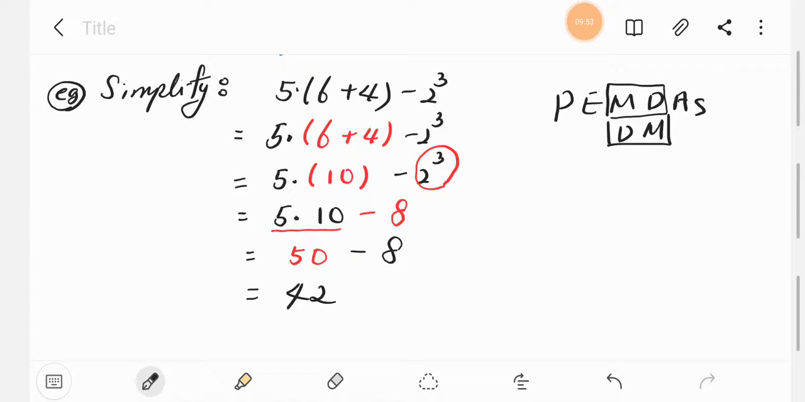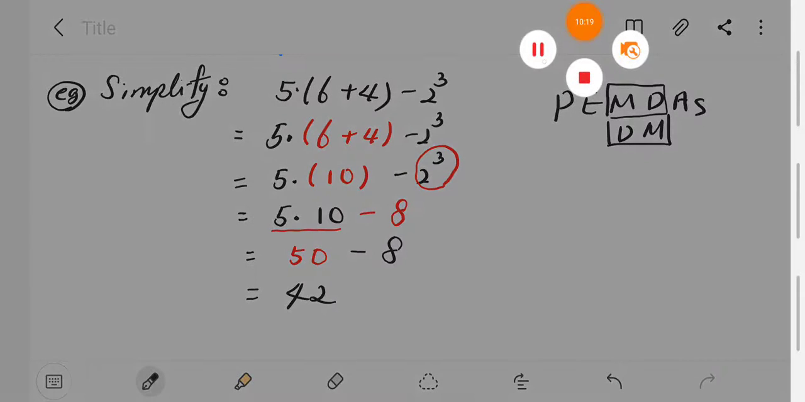The answer is 42. So always make sure to complete the parentheses, and then exponential form, then multiplication or division, whatever comes first, and then finally addition and subtraction from left to right. Alright, so let's try more examples.